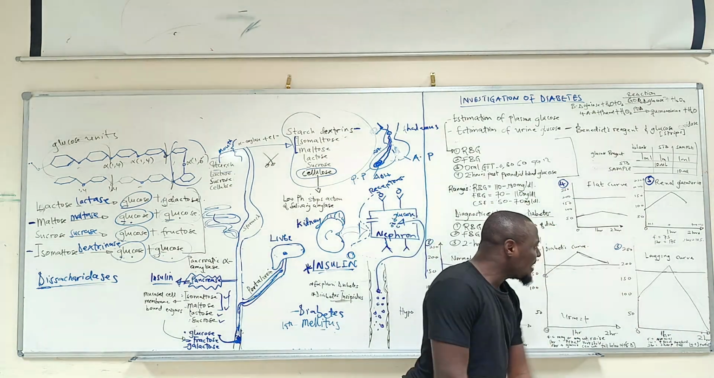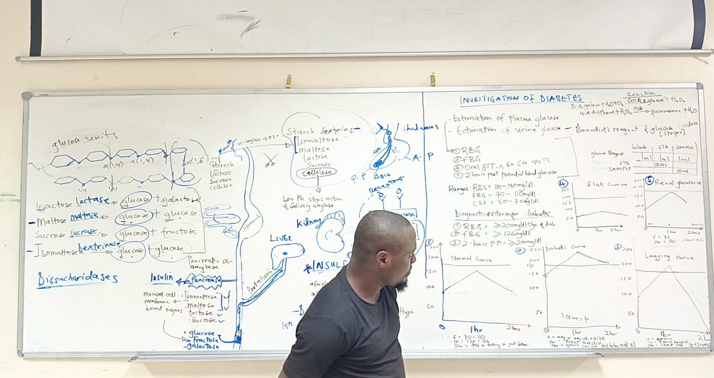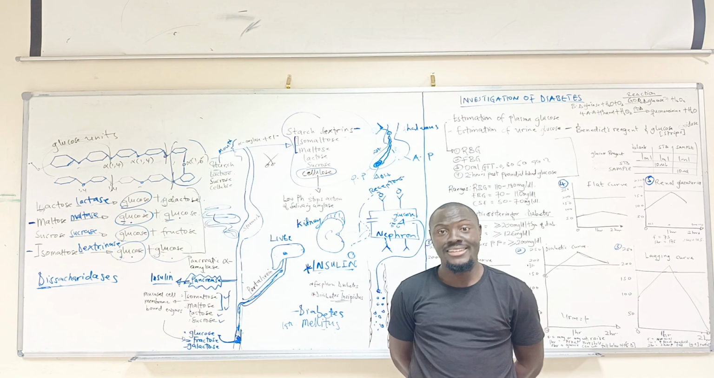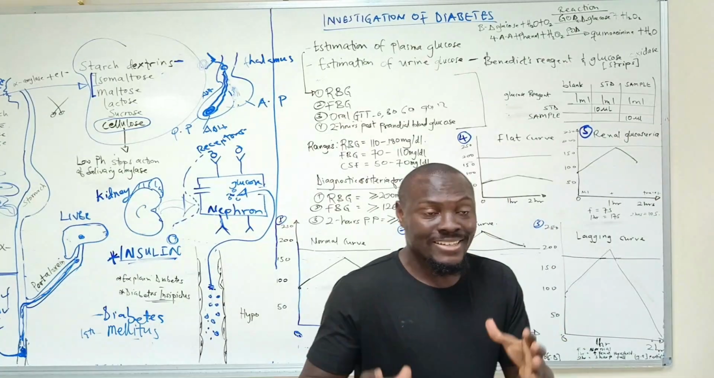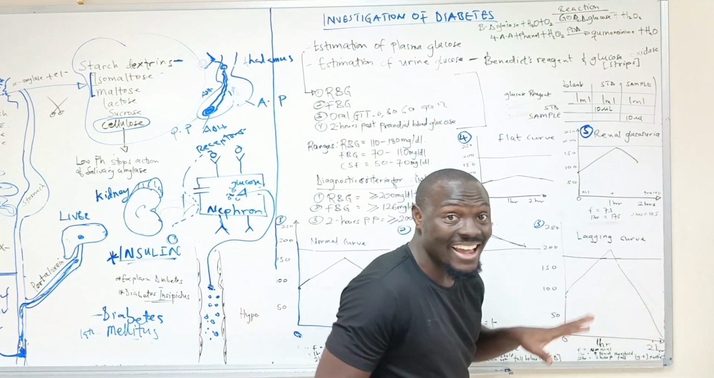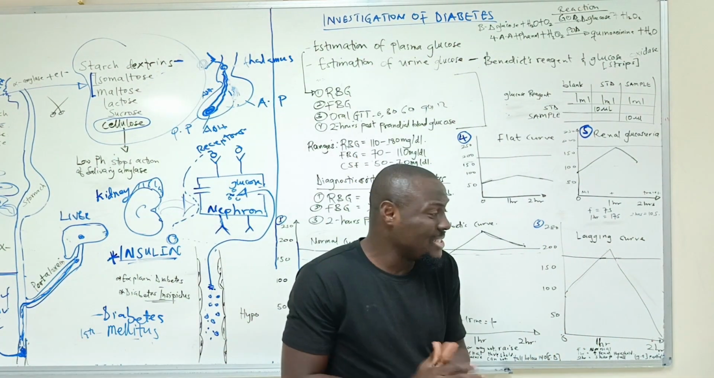Now let's move on to the third type of curve we have in here. I'm almost tired. Let me pause the video and come back again. So yes, the third thing we have here is the lagging curve. What can we say about the lagging curve?